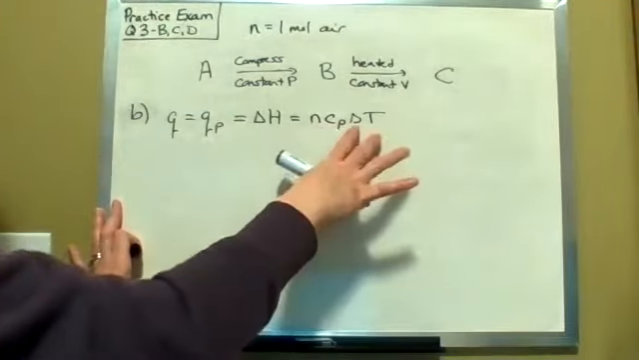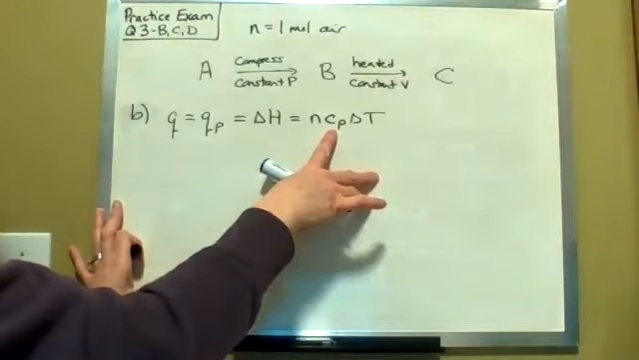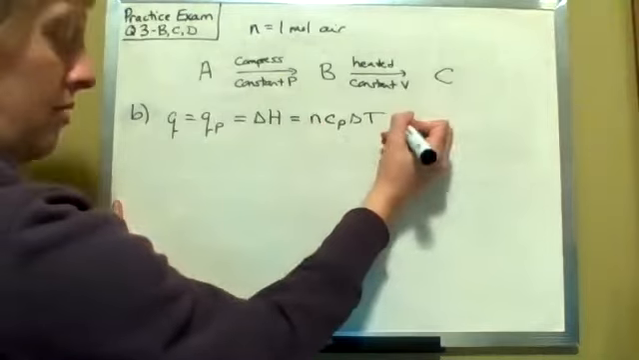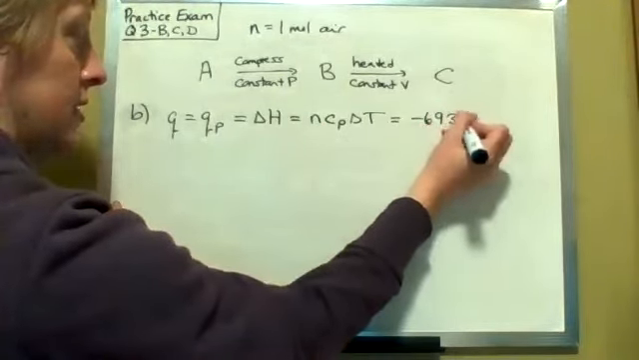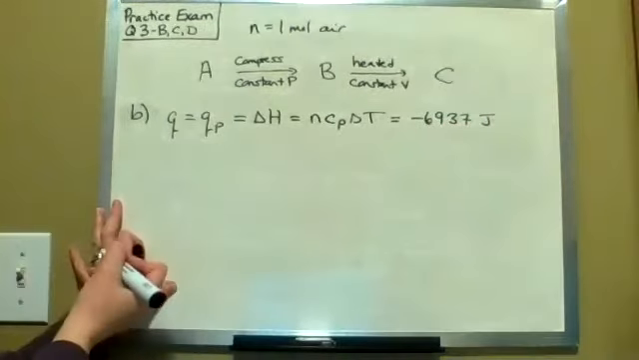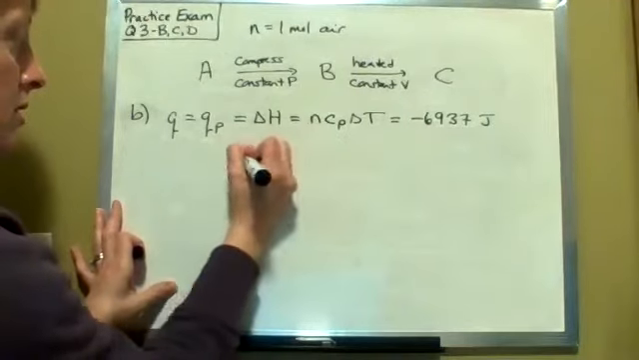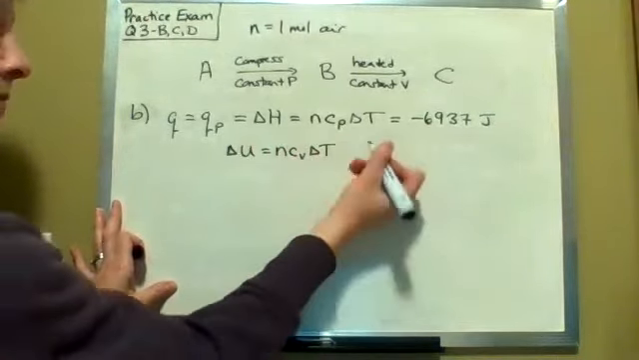If you pop in our numbers, in part A you calculated out all the different temperatures. Cp and Cv are given to you in part A or at the beginning of the question, and you have 1 mole of gas. So you should end up with a value here of minus 6,937 joules.